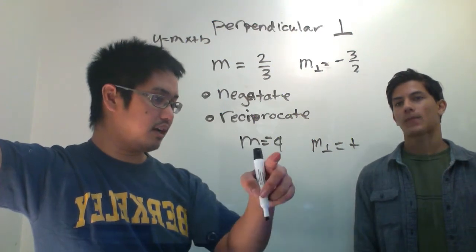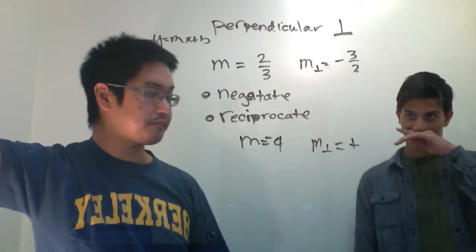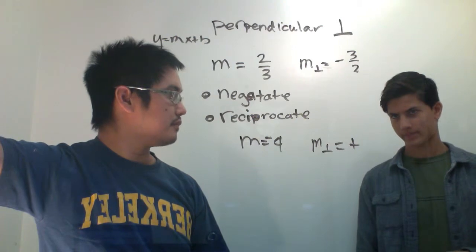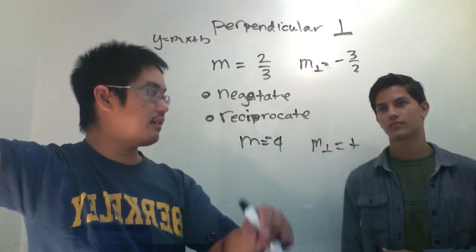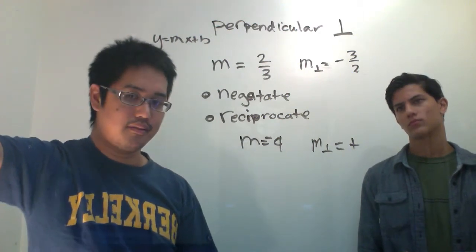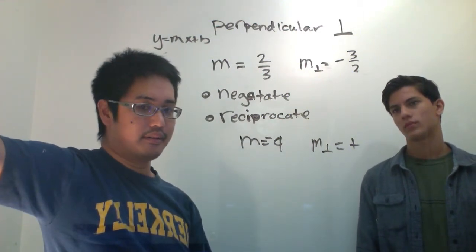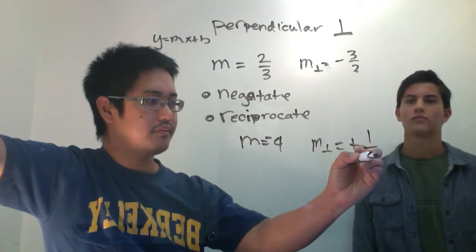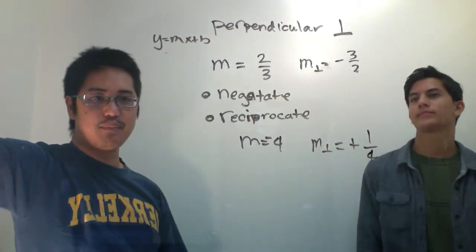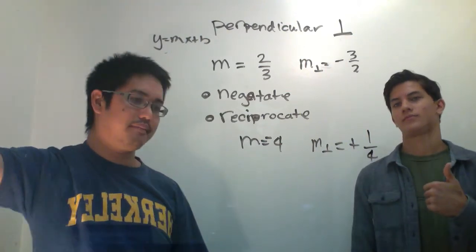Now you reciprocate. How do I reciprocate 4? How do I turn it upside down? So if it was 4 over 1, it'd be 1 over 4. Perfect. You negatate, reciprocate. Got it?